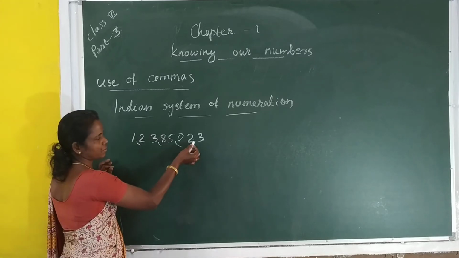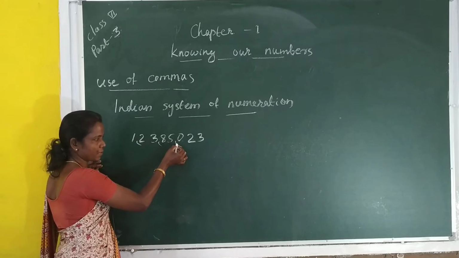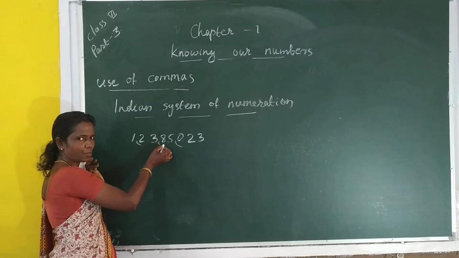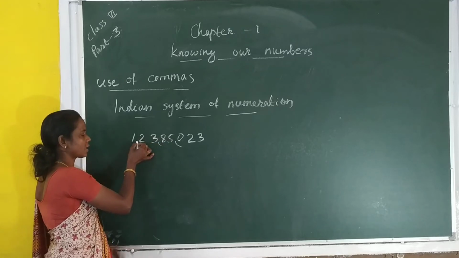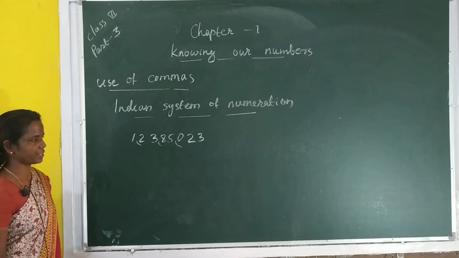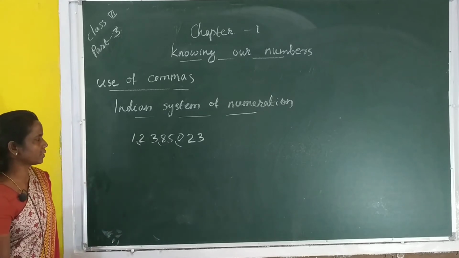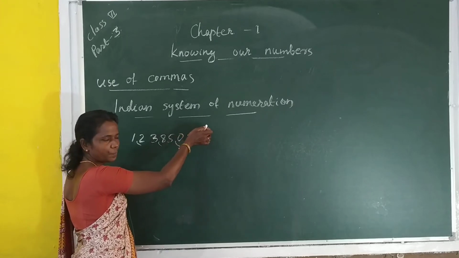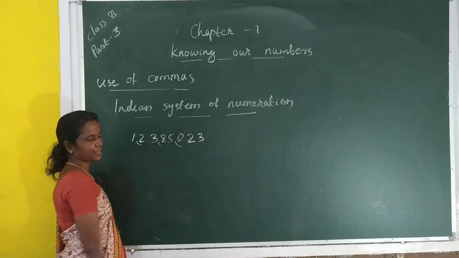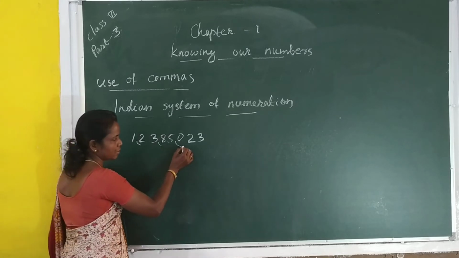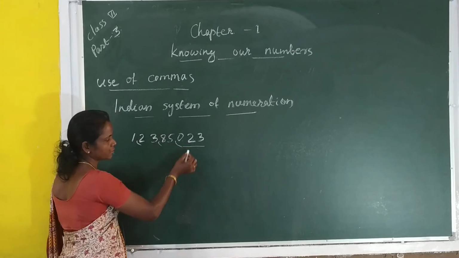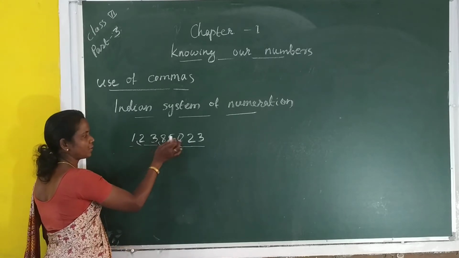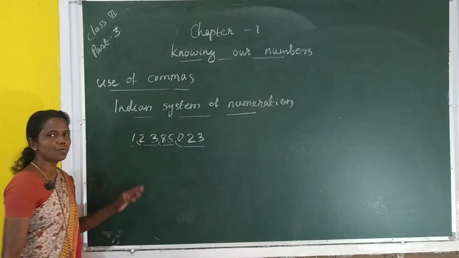Then which place is this? Look, ones, tens, hundred place after the first comma, and thousand, 10,000 after the second comma, and lakh, 10 lakh after the third comma we put here. Is it clear? Then look here, these commas divide this number into groups or periods. How many periods? This first, then second, third and fourth. One, two, three and four periods.